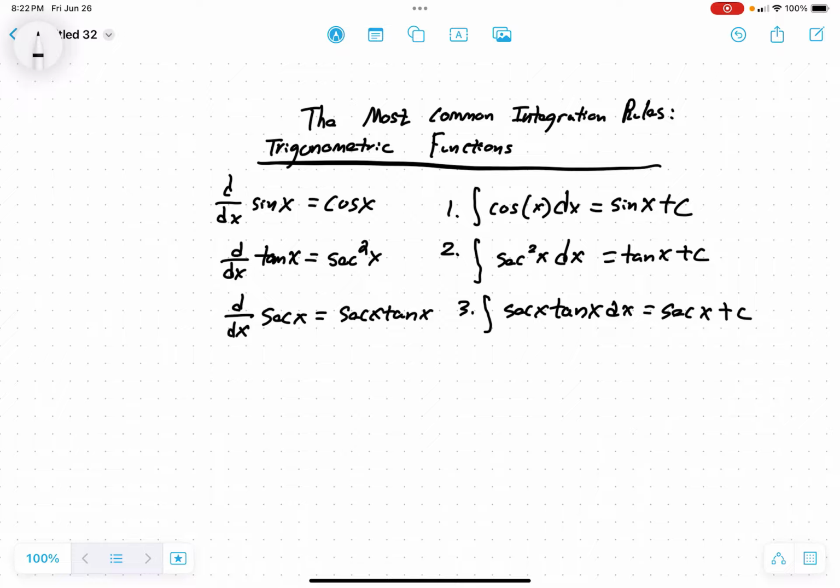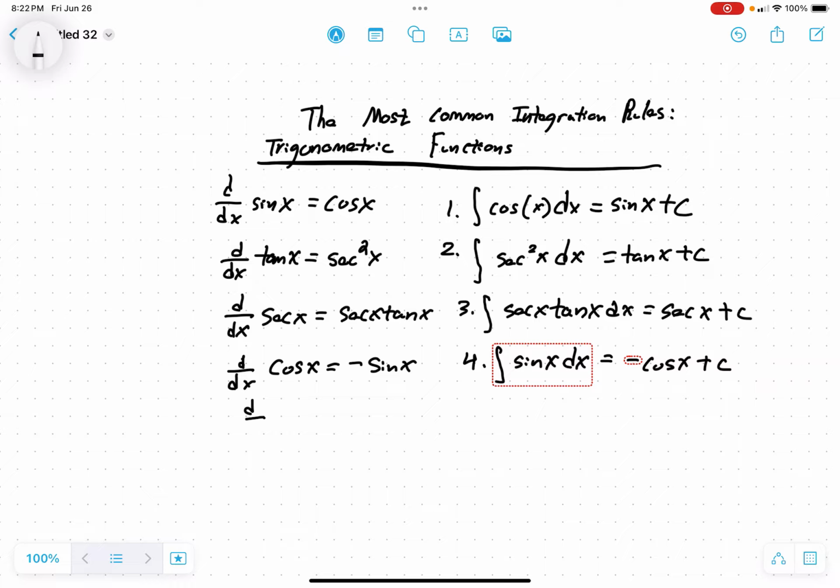And not only that, we also have more trig rules. So we know that d/dx of cos x equals negative sine x. So if I take the integral of sine x dx, that's going to equal not cos x, but negative cos x plus c. Which makes sense, right? Because if we take the derivative of negative cos x, we get negative negative sine x, which is sine x.